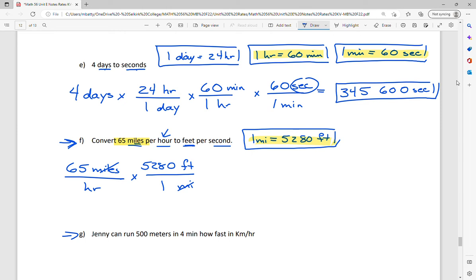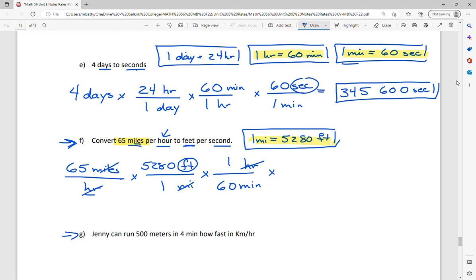My miles are now good and my feet are where I'm at. The other thing I want to do is make this hour into seconds. To do that, the hours, this is a little different, are going to go on the top, right? That would cancel the hours. And what I want down below would be minutes, right? In 1 hour, there are 60 minutes.